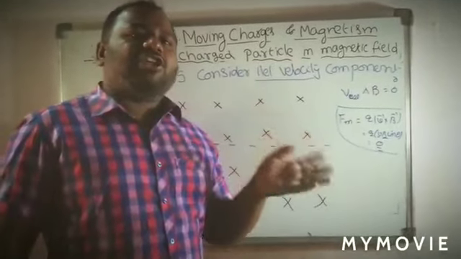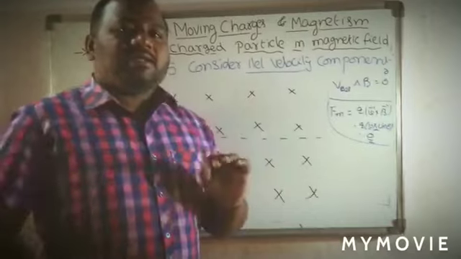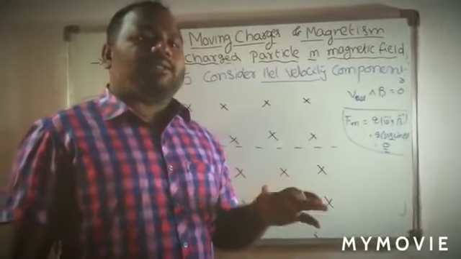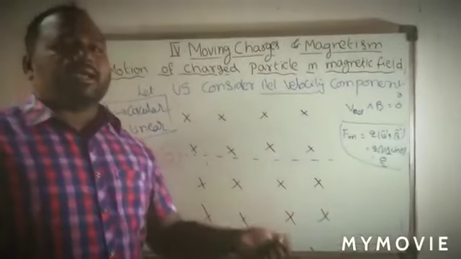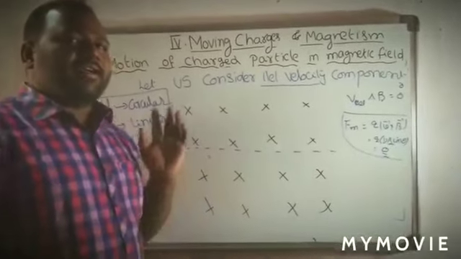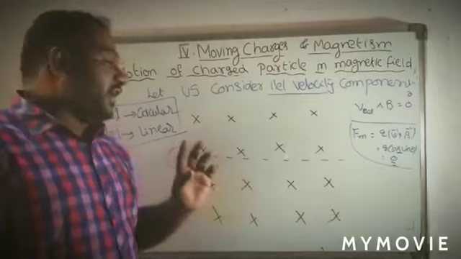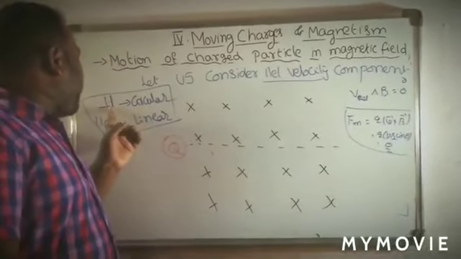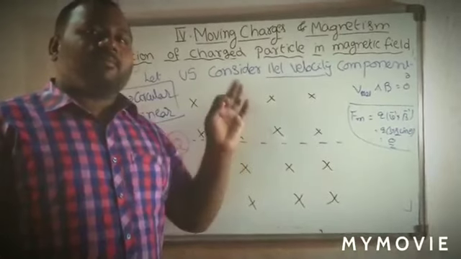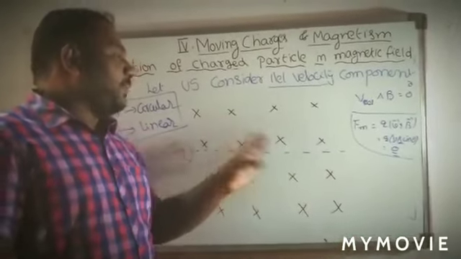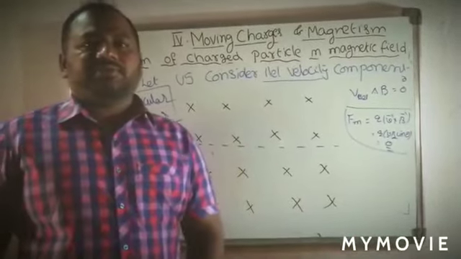So whenever these two components are combined, what is the type of path that can be taken by the charged particle in the magnetic field? Now we are going to see what the final path is when the perpendicular component and parallel component of velocities are present.